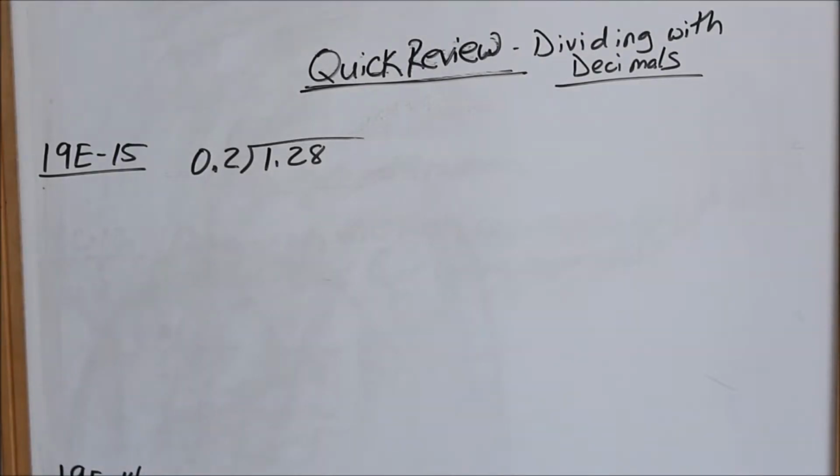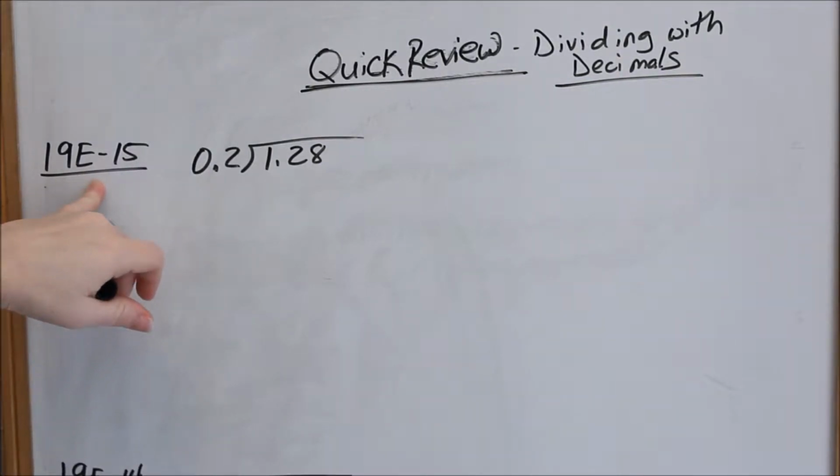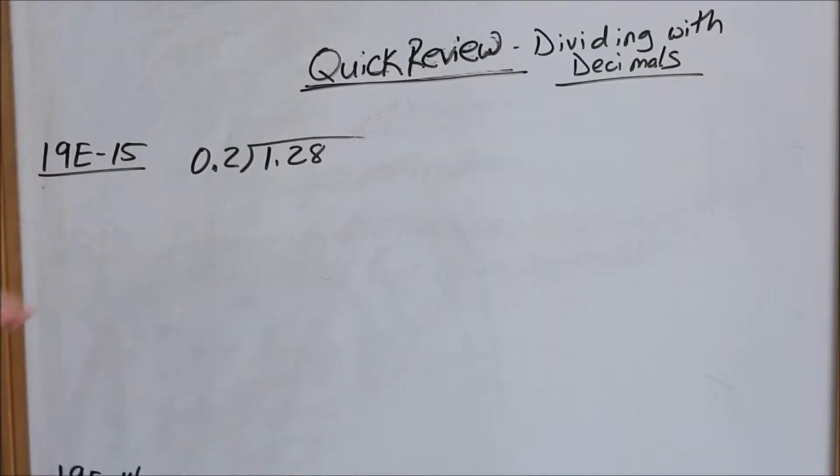Alright, this is a quick review on dividing with decimals. Instead of doing the problems on the D page, I'm going to do them on the E page. So looking at 19E15, here we're doing 0.2 into 1.28.